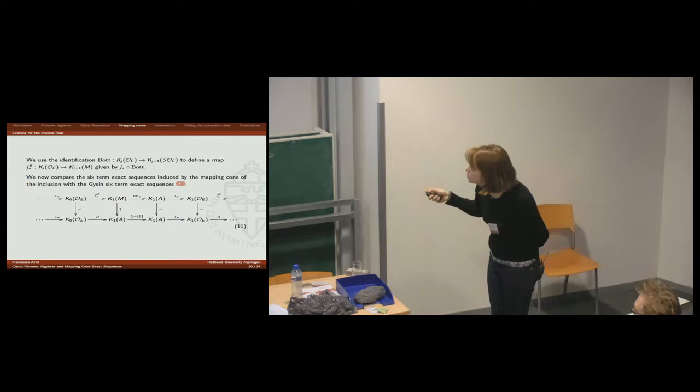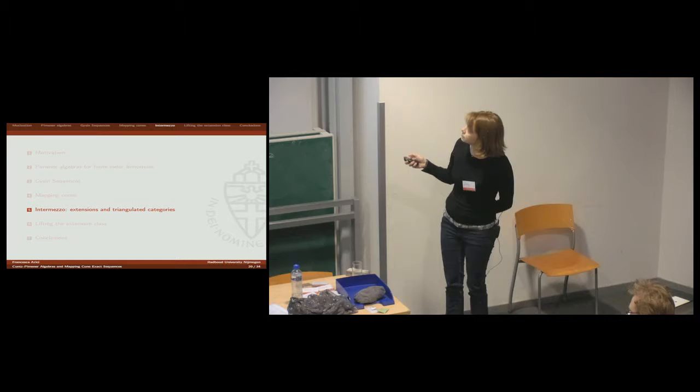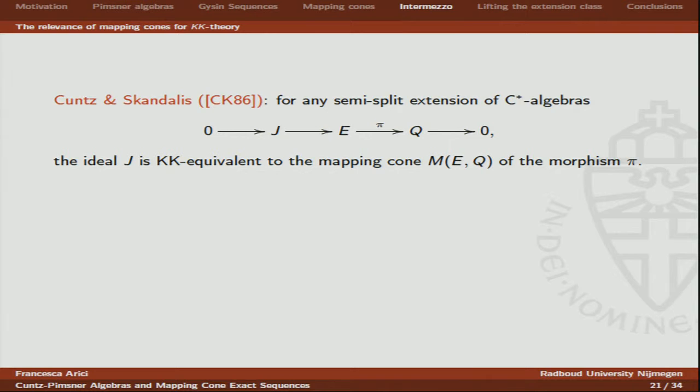Here, it's just a piece of the sequence. On the bottom you have the exact sequence for C*-algebras, and on the top you have the exact sequence for the mapping cone. So now I'll make a brief detour into the world of extensions and triangulated categories.